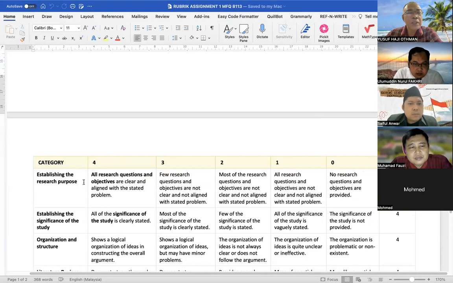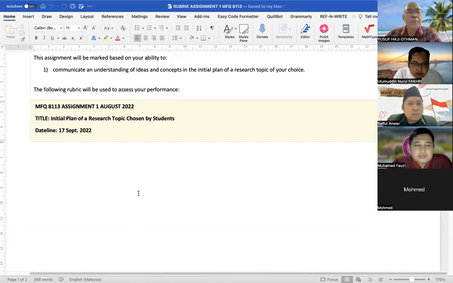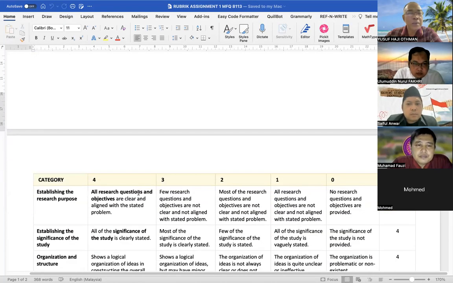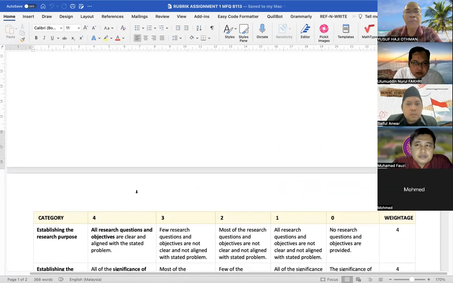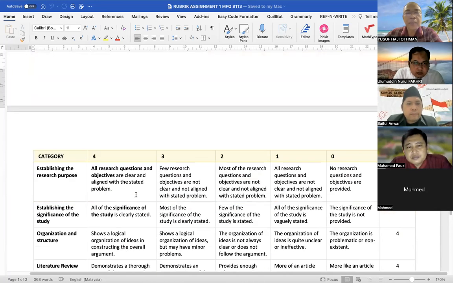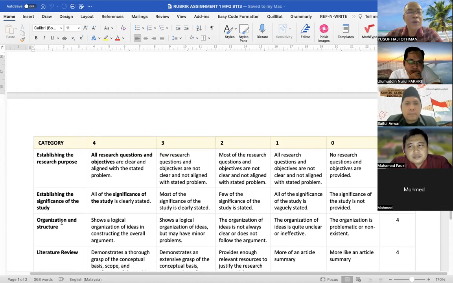Number one, I will look into the research purpose. If all the research questions and objectives are clear and aligned with the stated problem, first you have to write your problem statement, right? And then the research questions and research objectives are clear and aligned with the problem statement, you get 4 marks. But don't worry about the marks. Everybody will pass. But you try to follow rubric number 4.